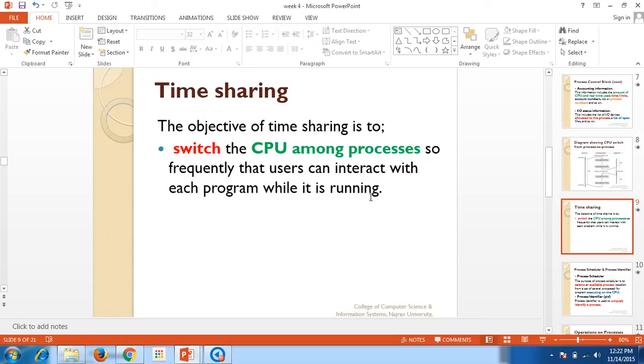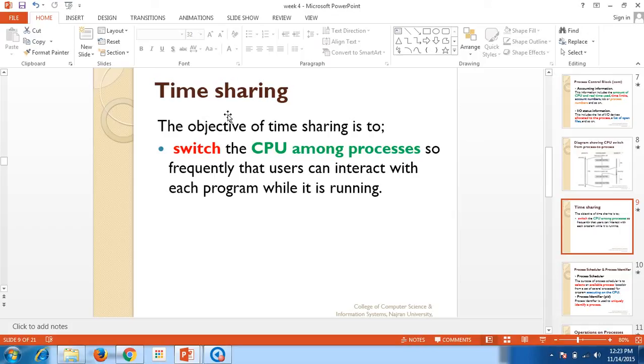Because as we have already discussed, in our system not only one process is executing, we have many processes at a time in execution mode. We have one CPU to execute all these processes, so our CPU is switching from one process to another process, and this switching is very fast. This is called time sharing. We are sharing the time of the CPU.